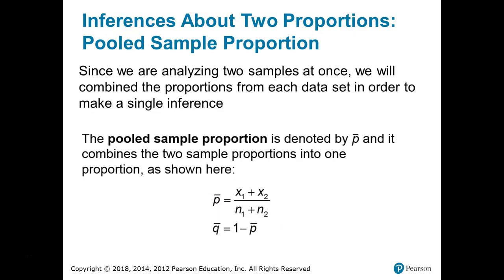Okay, so since we are analyzing two samples at once, we want to combine the proportions from each data set in order to make a single inference. So we're taking the two, and then we are doing an equation to really be able to analyze one number at a time, which incorporates both the proportions. So we call that the pooled sample proportion, and that is denoted by p bar, or p with a line over it, and it combines the two sample proportions into one proportion, as shown here. So p bar is going to be x1 plus x2 divided by n1 plus n2. Nothing too crazy.